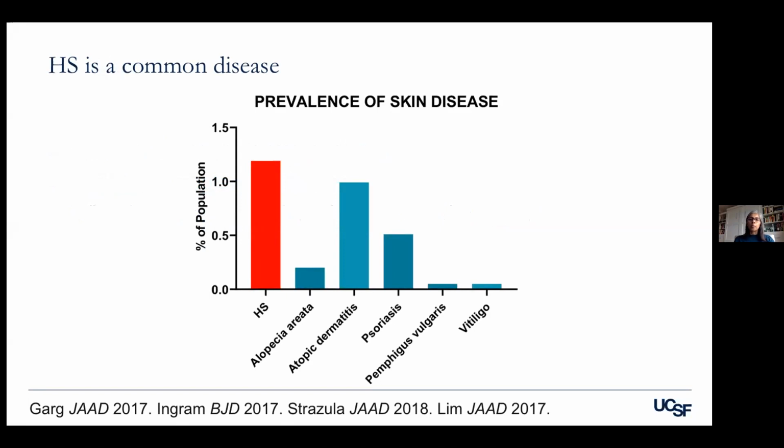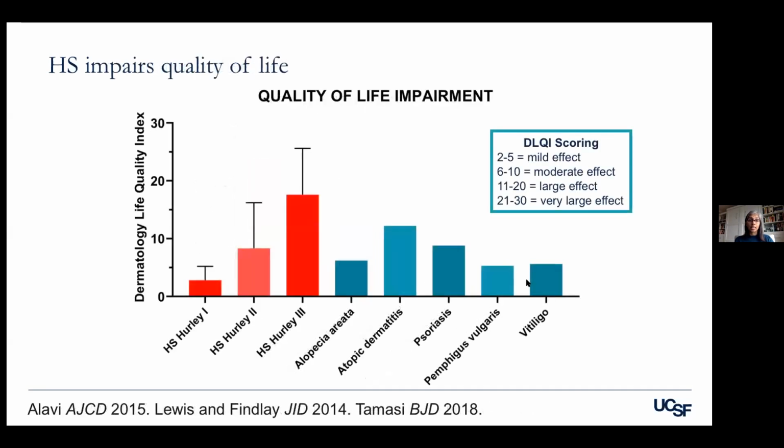But recent epidemiologic data has suggested that HS is actually quite common, with a prevalence on par with that of other common skin diseases. And this graph shows HS prevalence to be around 1%, which is similar to estimates proposed for atopic dermatitis and psoriasis. And this common disease tremendously impairs quality of life for those affected by it.